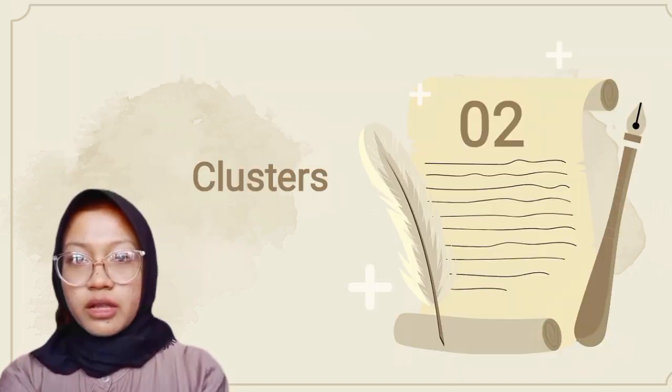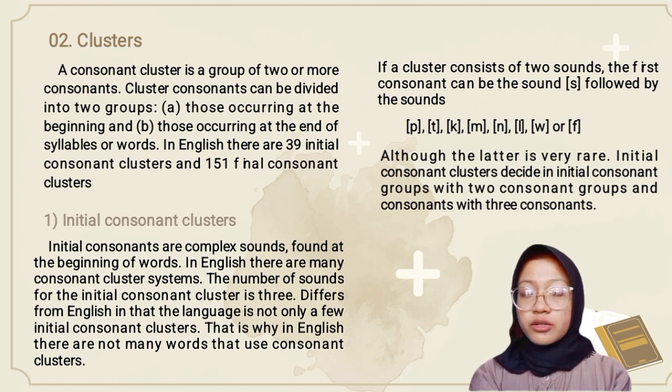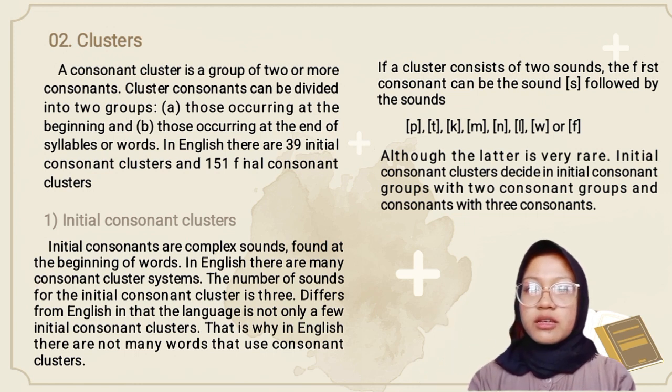Number 2 is cluster. A consonant cluster is a group of 2 or more consonants. Cluster consonant can be divided into 2 groups: A, those occurring at the beginning, and B, those occurring at the end of syllable or word. In English, there are 39 initial consonant clusters and 151 final consonant clusters.